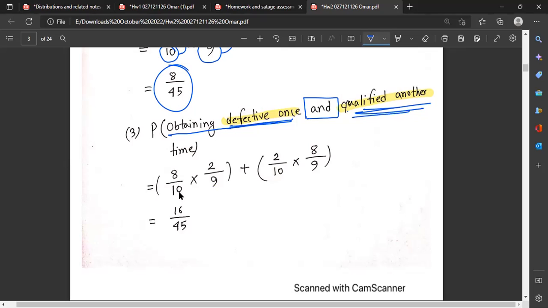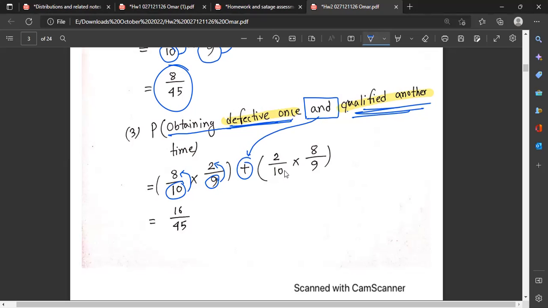So we don't consider whether it is for the first time or the second time, just defective once and qualified another time. So let's say, firstly, it is qualified. So 8 out of 10 is qualified. And then we are left with 9 products. So 9 out of 2, that is defective. And then here "and" represents plus sign.